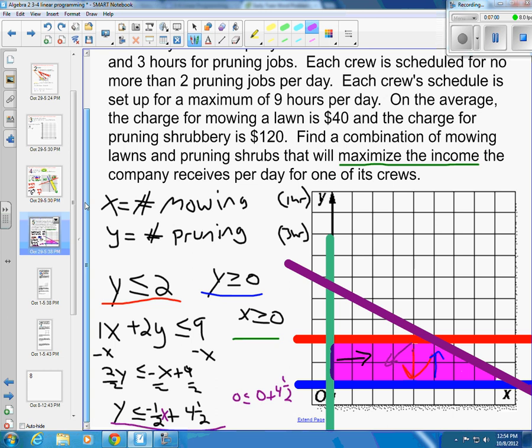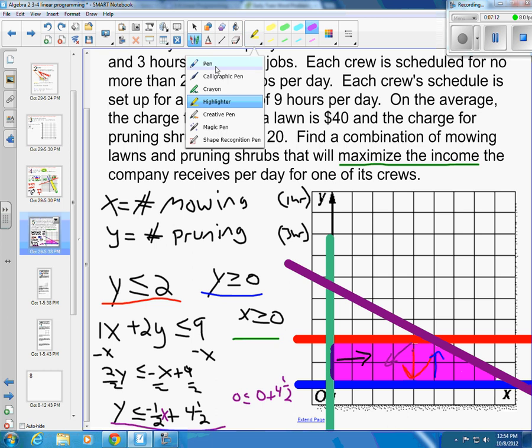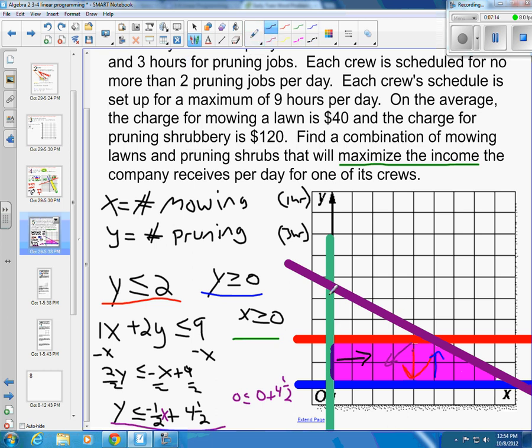I need to find all my corner points, because then I'm going to have to maximize my function. I can either find my corner points first, or I can write my function. Since I'm already here on my graph, I might as well find my corner points. So let me grab my pen back here. This corner point we don't care about. It's not in our feasible region. So we come down to this one, and that is the point (0, 2). This is the point (0, 0).